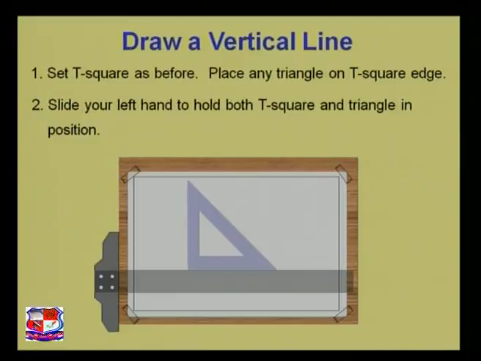Slide your left hand to hold both the T-square and triangle in position. Use your left hand only to hold both T-square and triangle in position. If you don't do this properly, then your vertical line may not be vertical and not perpendicular to the horizontal line. So this is a very important function. Like this, hold both the T-square and the triangle equally, so that neither can slide or be inclined at any angle.